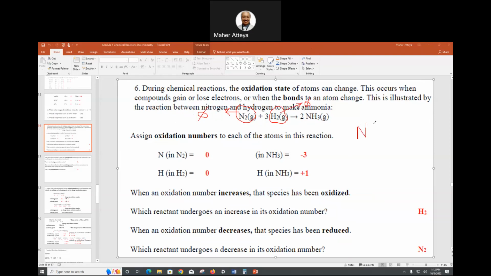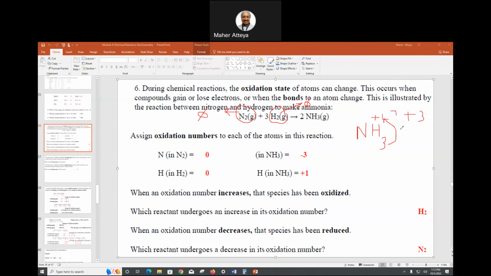Now, ammonia here is a different story. That's a molecule, correct? And the total is 0. But 0 for what? This is a molecule, different, not the same as an atom. So hydrogen is always +1, except when it's connected to metals. 3 multiplied by +1, we have +3, correct? Everybody's following me? +3.